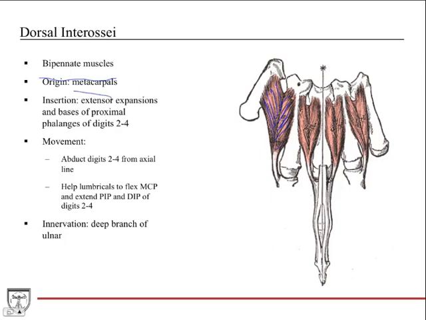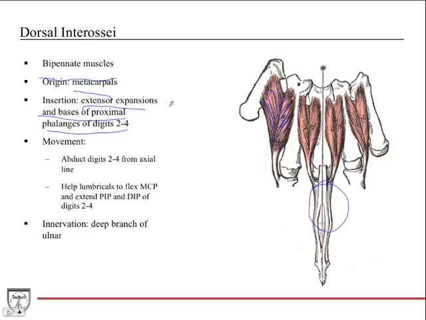Their origin is on the metacarpals, and you can see that here. These are the metacarpal bones. They insert on the extensor expansions and the base of the proximal phalanges of digits 2 through 4. So you can see that here, that they're inserting onto the proximal phalanges here, and then also onto the extensor expansion on the dorsal aspect, which you can see here.